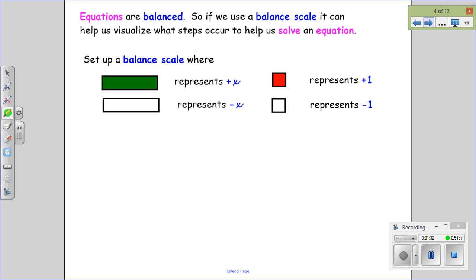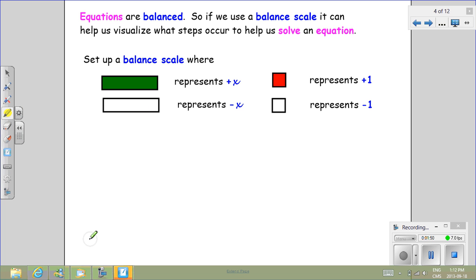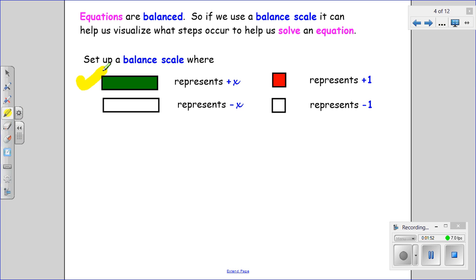Equations are always balanced, and we can think about them as using a balance scale, where you've got a left side of the scale and a right side of the scale, and in order for the scale to stay balanced, you have to have the same weight on either side. We're going to create balance scales, and we're going to use a few symbols to help us out with that. We're going to use a green rectangle to represent a positive x, a white rectangle to represent a negative x, a red square to represent positive 1, and a white square to represent negative 1.